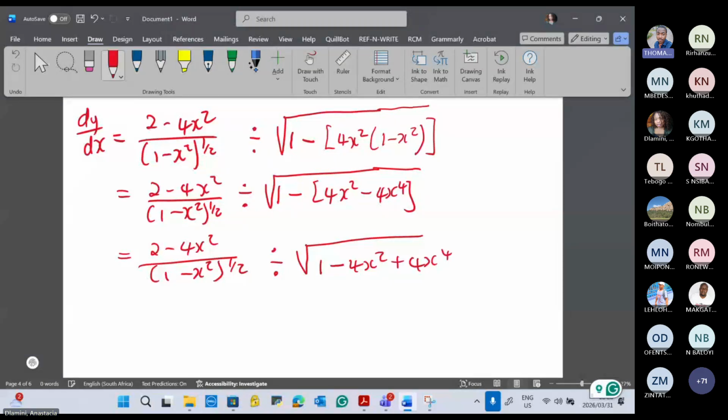No, ma'am, we are not done. Right. What do we do? I think we can remove the square root. I think we can write 1 minus 4x squared plus 4x to the power of 4 as a perfect square, ma'am. Okay, the terminology is wrong, but I see where you want to go. You can factorize it. This is not a perfect square, but you can factorize it. You're right. So how do you factorize it then?